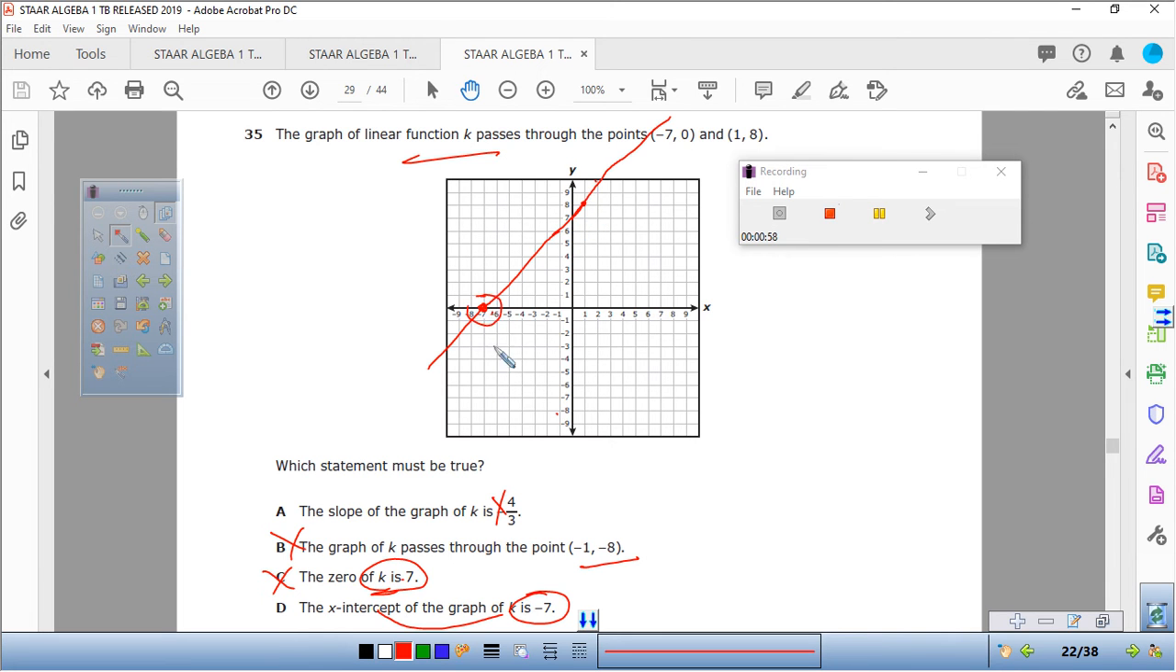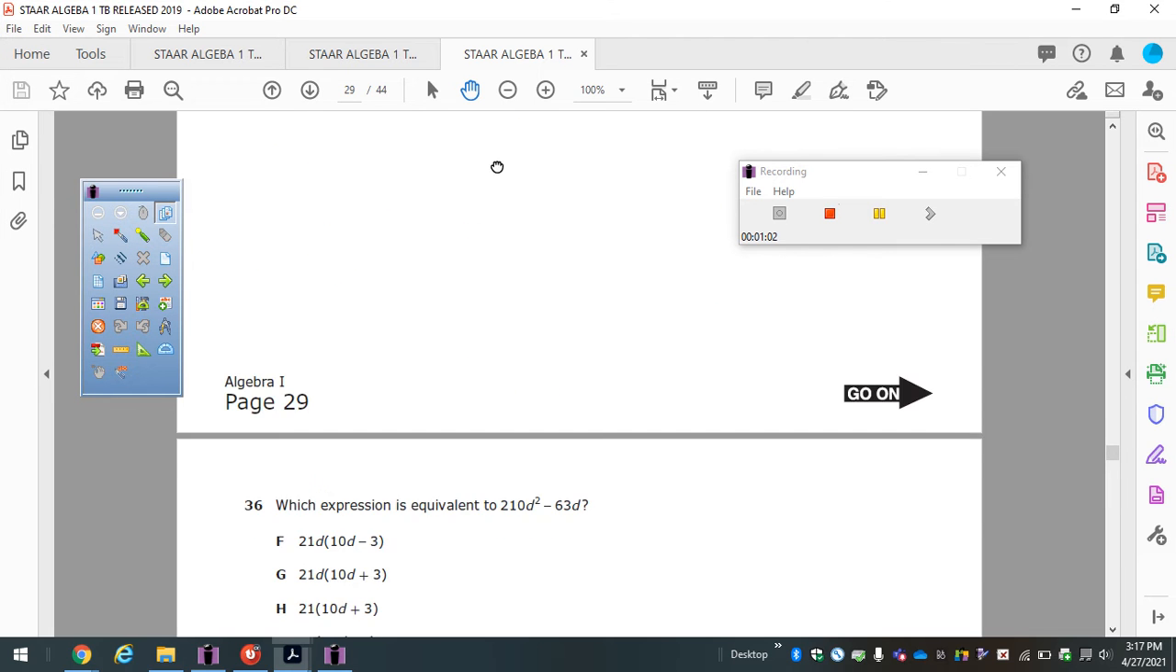It goes through the x-intercept of that one. Perfect. 35. Let's go to 34.